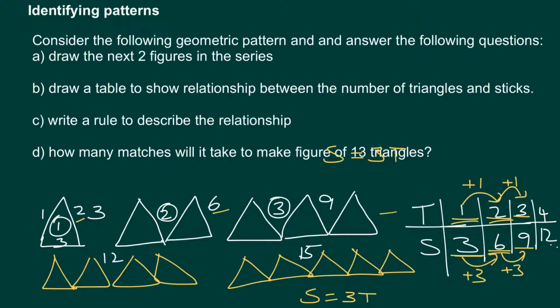Now part D says, how many matches will it take to make a figure of 13 triangles? Pretty straightforward. All we have to do is take that number 13 and simply substitute it into our rule that we found, which is simply S is equal to 3 times 13, which is equal to 39. So what's that telling us? It's telling us that there are 39 sticks for 13 triangles. Let's have a look at the next question.